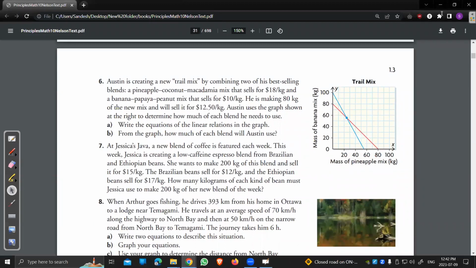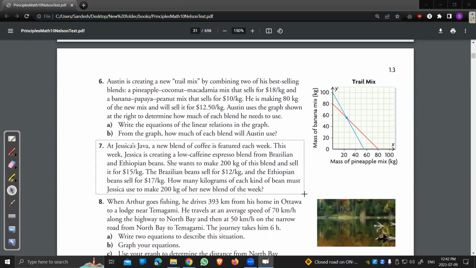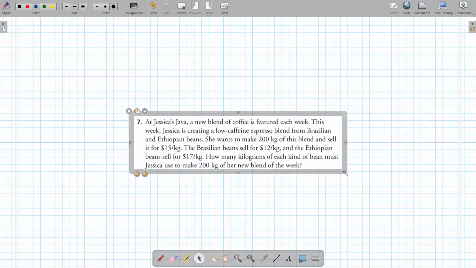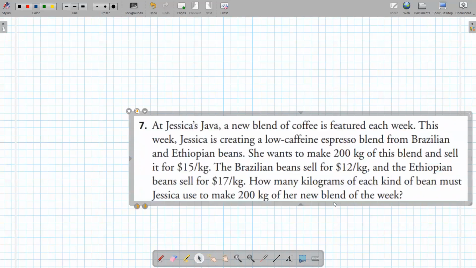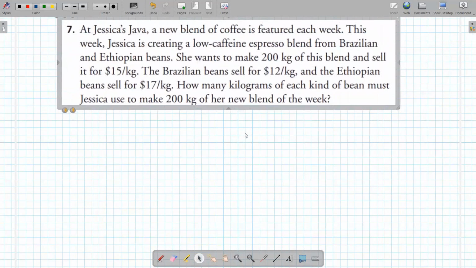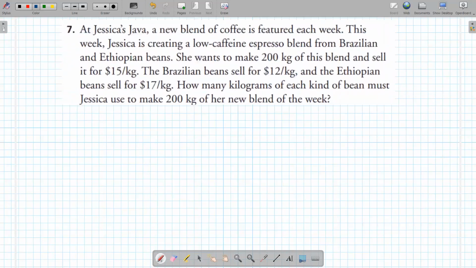Now let's do the same question without a graph, which is the next question here. I'm going to give this to you. X is the first blend, whatever it is. Y is the other blend. So we can say X is the Brazilian beans and Y is the Ethiopian beans, okay?